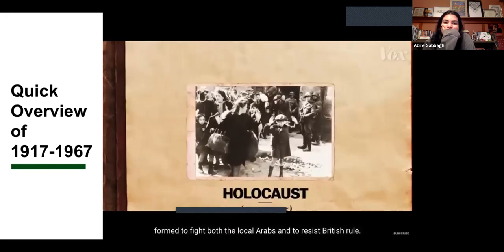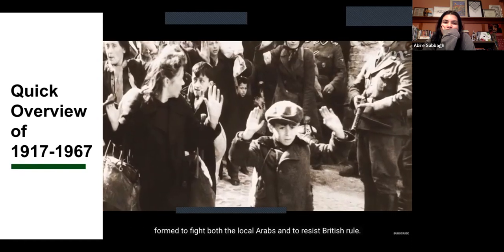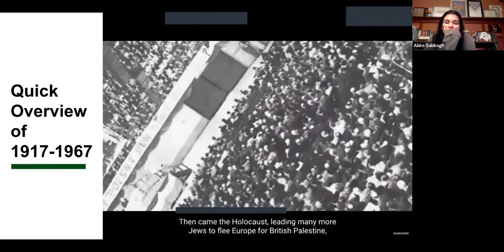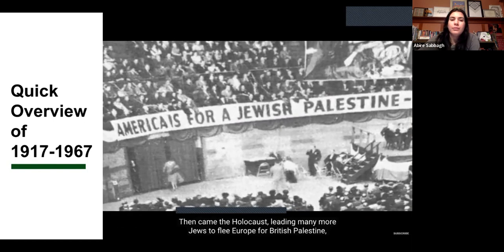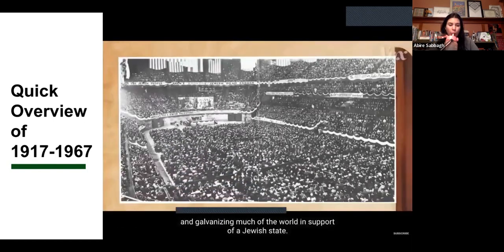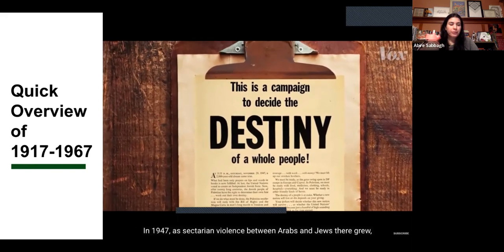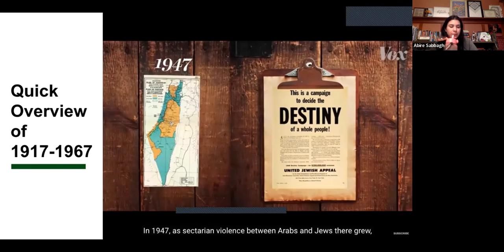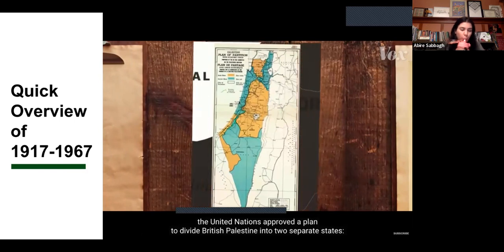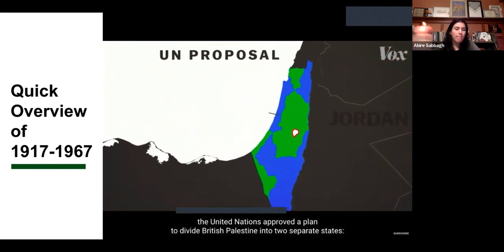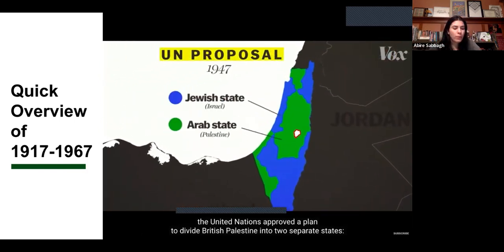Then came the Holocaust, leading many more Jews to flee Europe for British Palestine and galvanizing much of the world in support of a Jewish state. In 1947, as sectarian violence between Jews and Arabs there grew, the United Nations approved a plan to divide British Palestine into two separate states, one for Jews, Israel, and one for Arabs, Palestine.